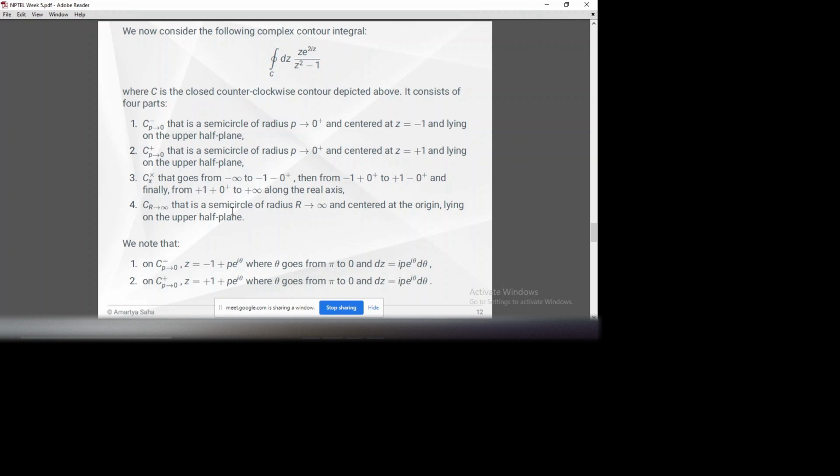And then the semicircular arc, that is of radius r going to infinity, and that is centered around origin, and that lies on the upper half plane. So these are the 4 parts. And now we know the parametrization that we will have to take on the part 3 and part 4 of the contour. We have discussed them on those previous 2 problems. Now, what will be the parametrization along those 2 small semicircles?